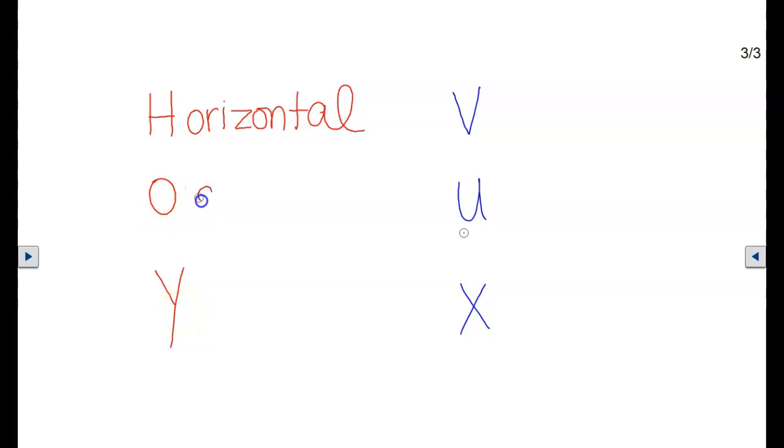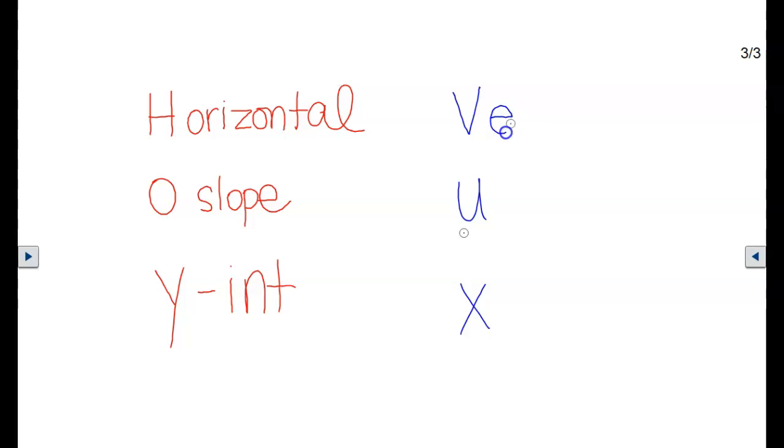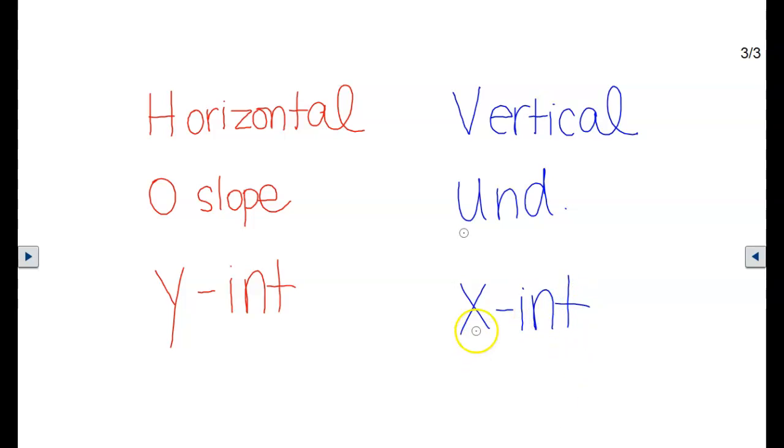They have zero slope, and they have a y-intercept. And that y should be the only letter in their equation. Over here with my other nonsense word, vertical lines have undefined slope, and they have x-intercepts, which means that they will only have an x in their equation.